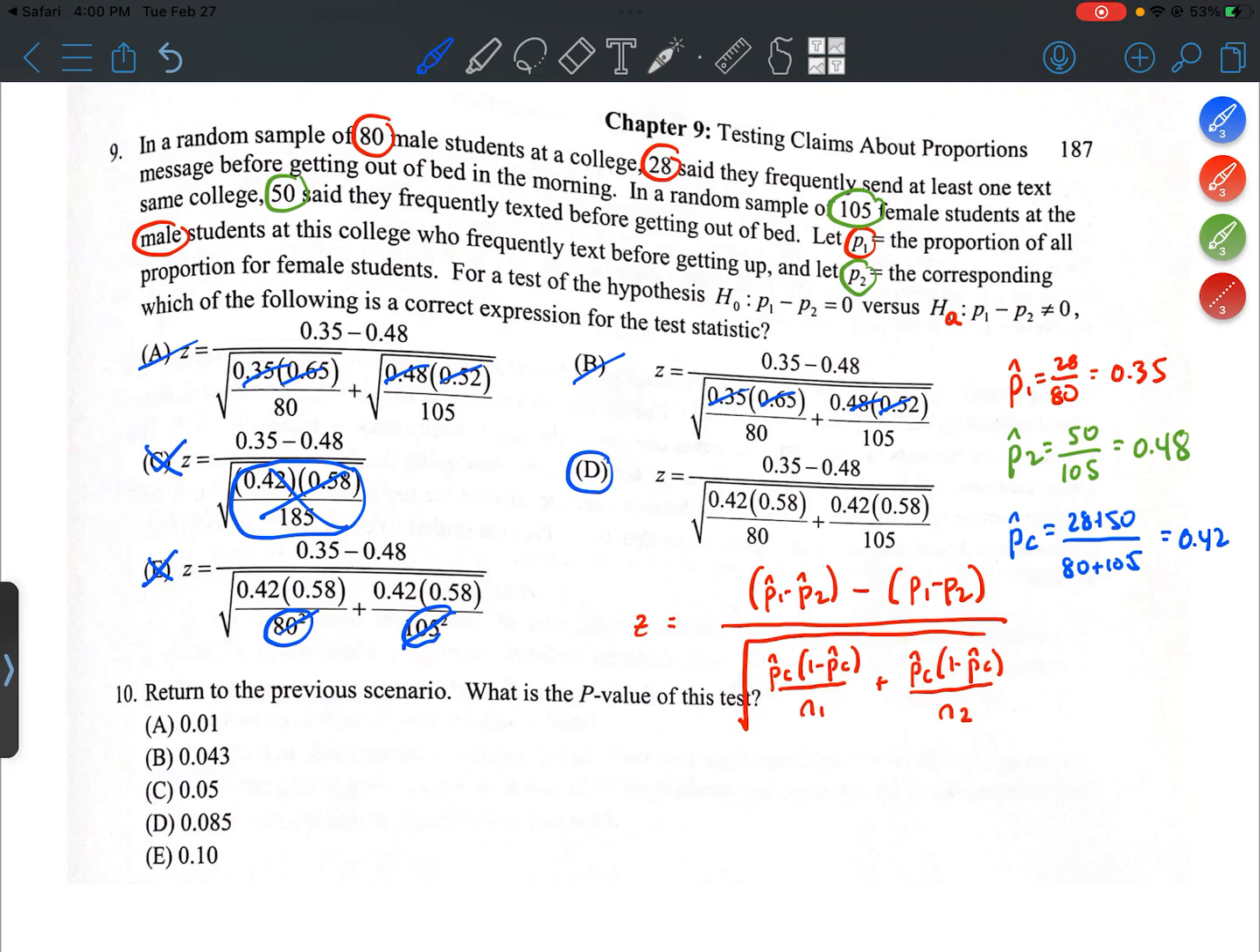So what we have here is P hat 1 minus P hat 2, 0.35 minus 0.48 minus 0, because the null hypothesis says that the parameter here would be 0. Of course, subtracting 0, you don't have to show that part.